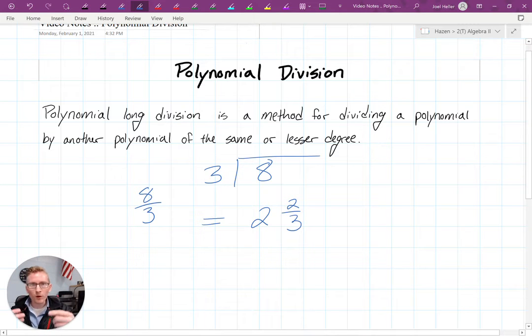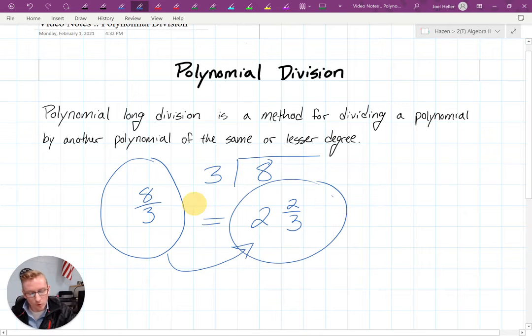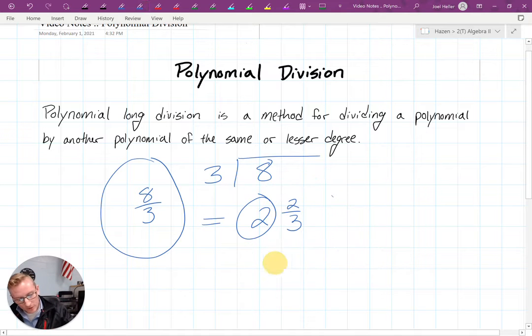What we're going to be doing with polynomials is the very same thing. I'm going to be looking at something that's basically an improper fraction with a polynomial, and then we're going to be writing it like a mixed number, like this 2 and 2/3, with the integer part and the fraction part. Okay? So let's take a look at this.